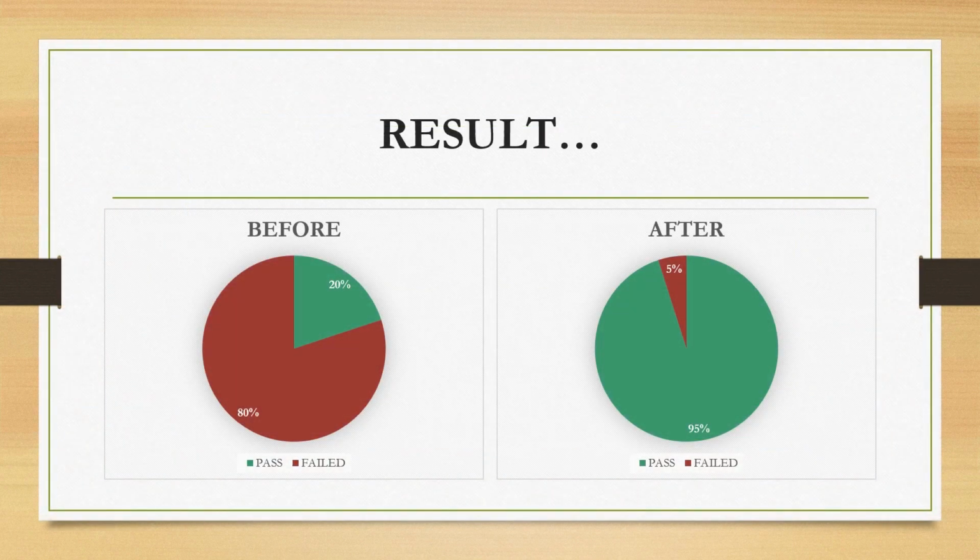This is the result. So what we can see in the data is, before we implement our method of PAL, there is only 20% of them pass the small test and 80% of them fail the small test. And after we implement our method of PAL, the students who pass the small test has increased to 95% and only 5% of them fail the small test. And it means that our implementation of PAL method is really effective for the student.